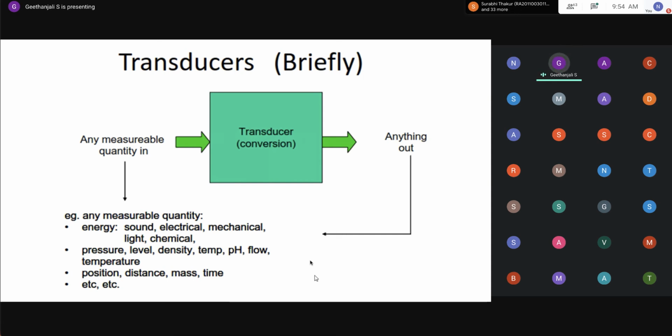These measurable quantities are converted into another form of energy, whatever is needed for that application. You should not simply convert one form of energy to another form. There are many applications which need different forms of energy, so based on that we convert one form of energy into another. The output should be used by some application, and based on that alone we do the energy conversion. That process is done by using transducers.